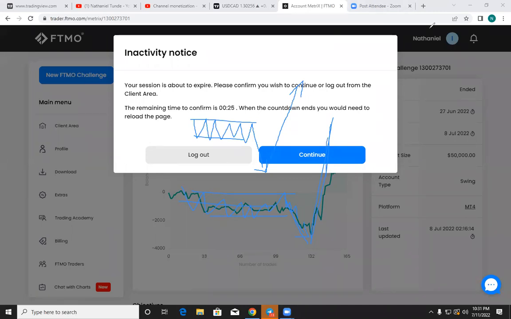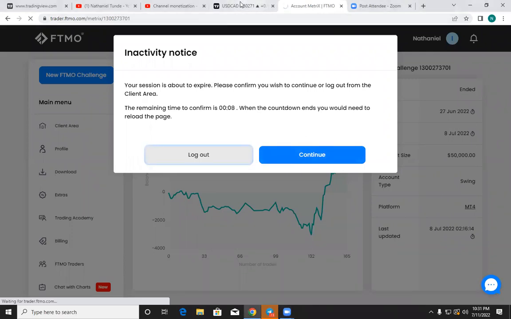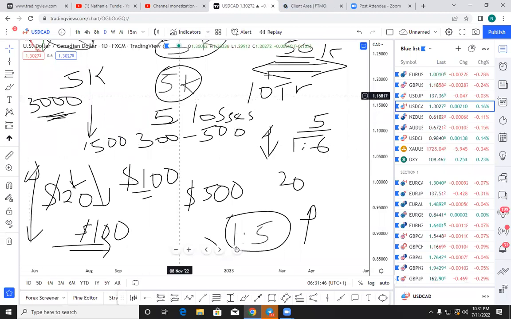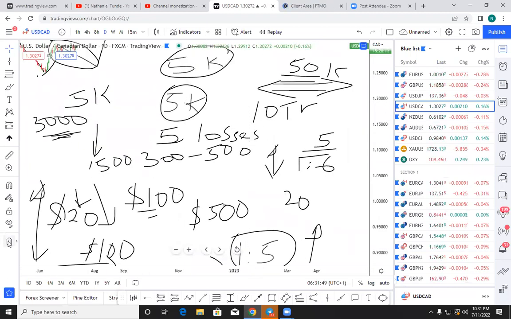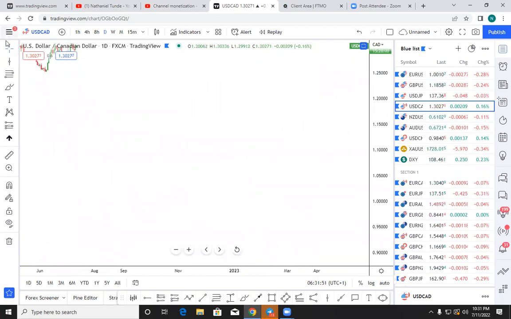So let's go to the other side and conclude. Let's conclude with this thought. Let me clear all drawing. Don't need FTMO again. Let's go to our chart. Okay, clear all drawing.